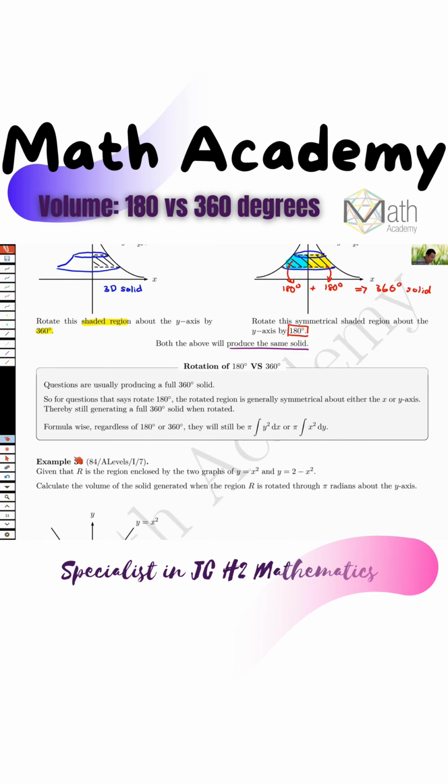Therefore, you want to understand that questions are usually about going for a full solid. If it's going to be 180 degrees, observe that the question should have a symmetrical region. So regardless of whether they ask for 180 or 360, there will be no change in the formula. We will be applying the same formula. Do not go and halve it. You see 180 degrees, you thought it's half the solid. Usually not true. It will still be a full solid.